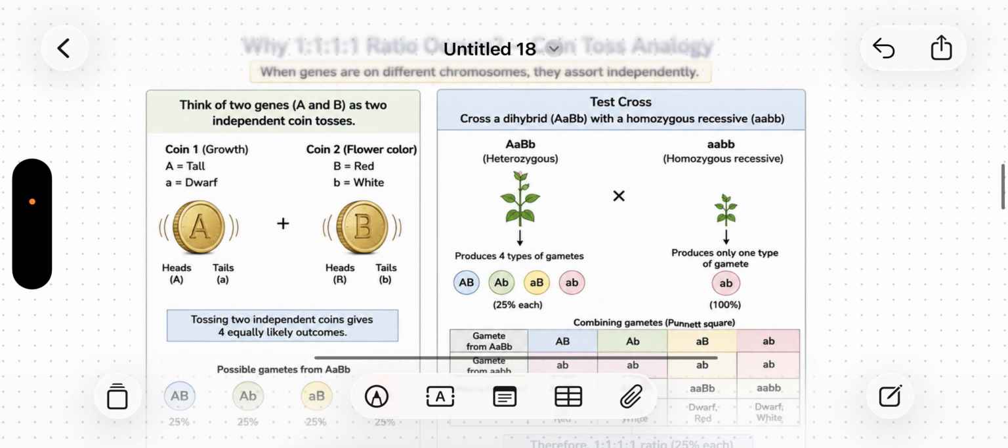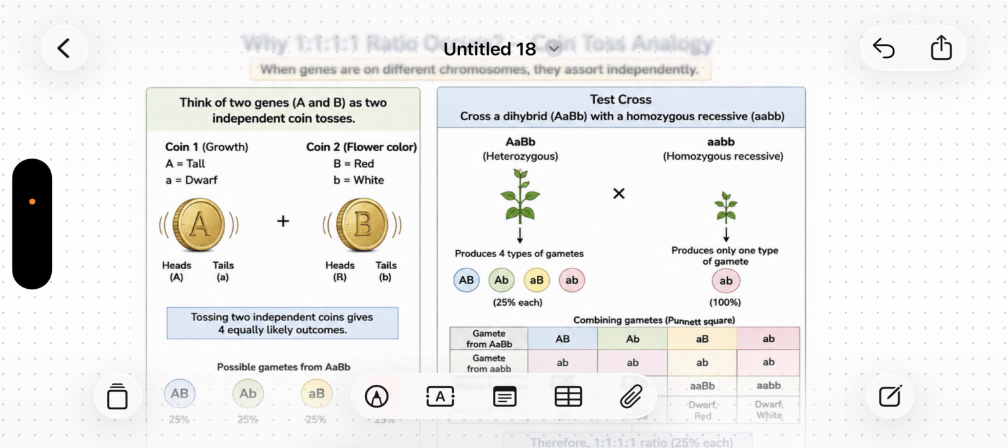Hi everyone, in this video we are going to understand an important concept from genetics, that is the law of independent assortment. So in a monohybrid cross we study two laws. They are the law of dominance and the law of segregation. In a dihybrid cross we study another concept that is called the law of independent assortment. In this video we will understand this law through an analogy from tossing of a coin.